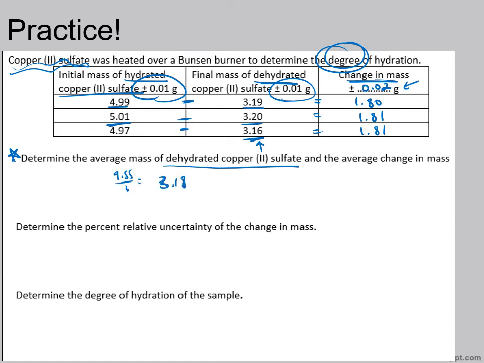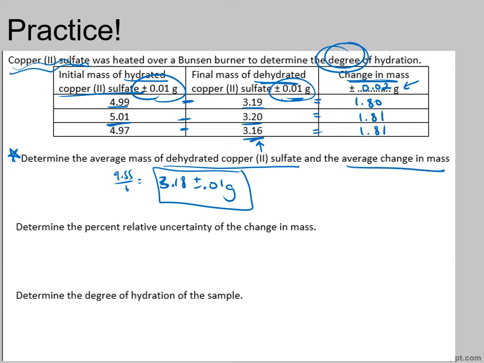3.18 is going to be the mass. Uncertainty, happily, when we find averages, we also just average the uncertainty. And the average of 0.01 and 0.01 and 0.01 is, interestingly, 0.01. So the average mass of the dehydrated copper 2 sulfate is 3.18 plus or minus 0.01 grams.